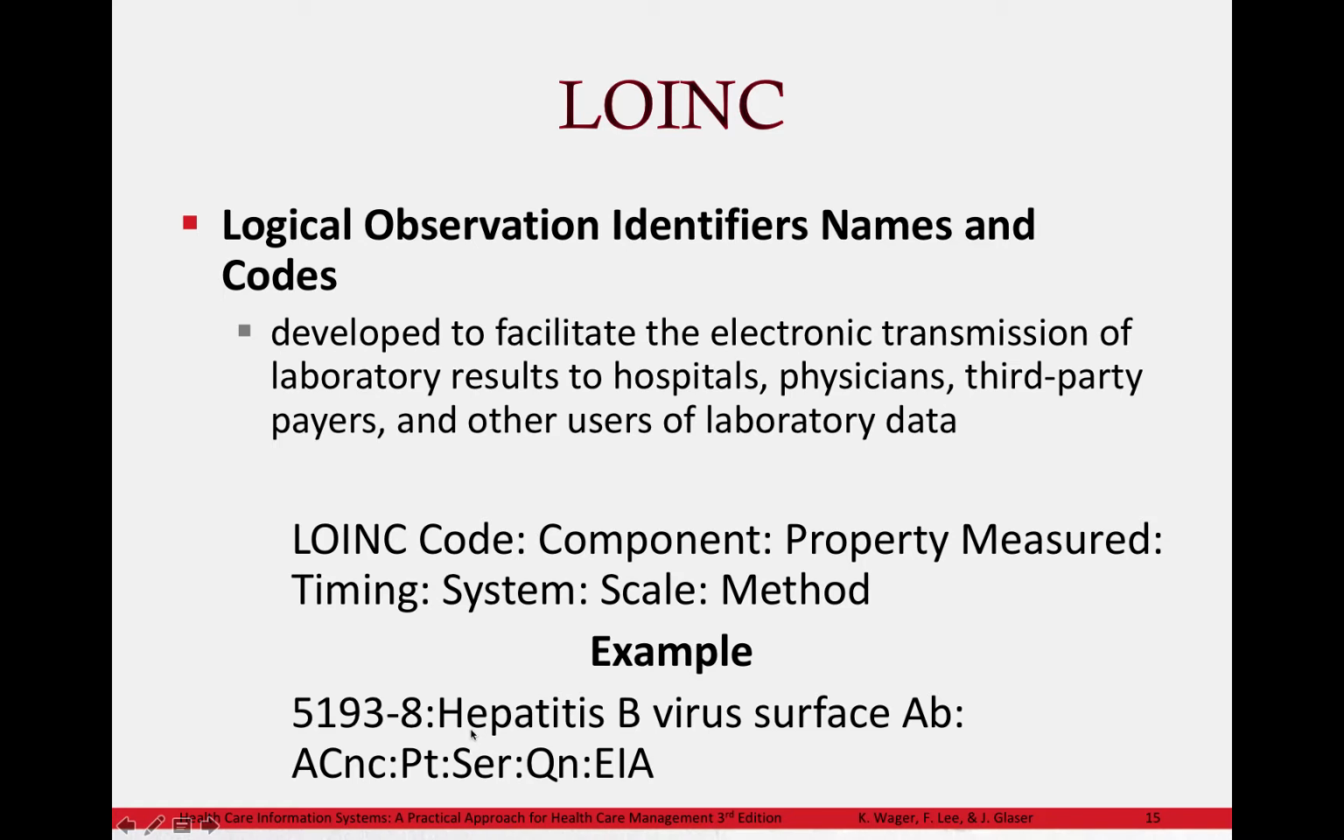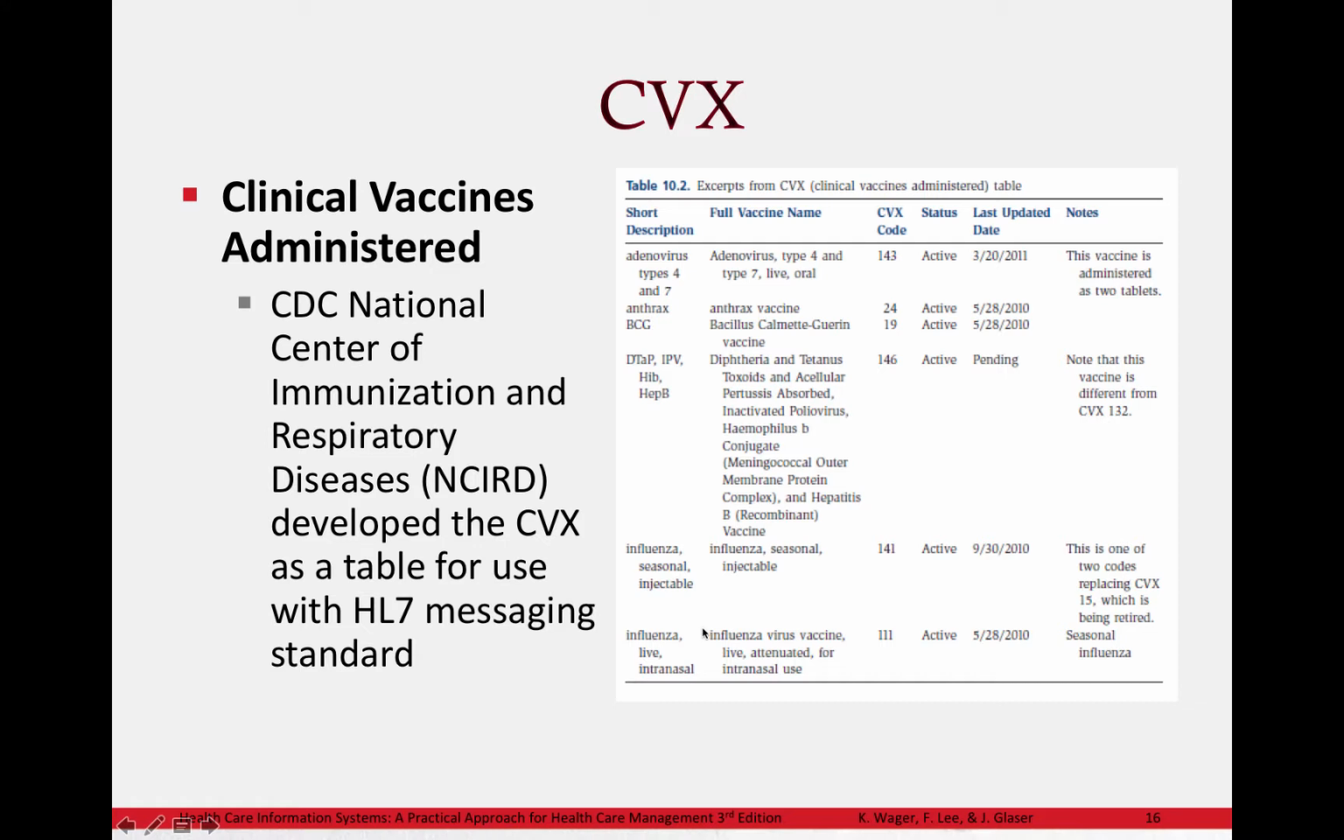So basically it is a hepatitis B virus surface antibody. The property measured is ANSI and the timing is a point, which is whenever the person presents at a place to get measured. And the system, I believe that's a serum. Then scale is quantitative. QN stands for quantitative, and the method, I think, is the method of that measurement.